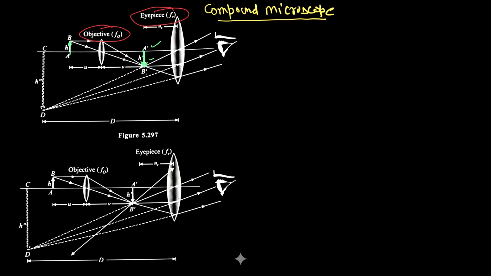So in a compound microscope, if I want to find out magnification, the magnification will be equal to H double dash divided by H. H double dash is the final image, and H is the initial object. So this is the magnification. We can rearrange this: H double dash divided by H dash, and this one is H dash divided by H.